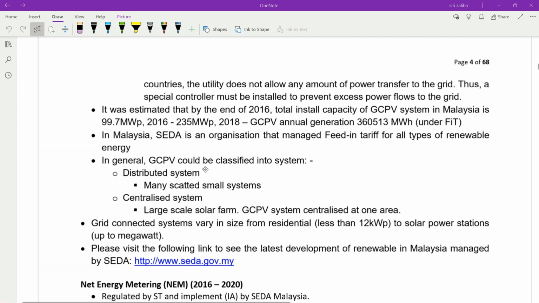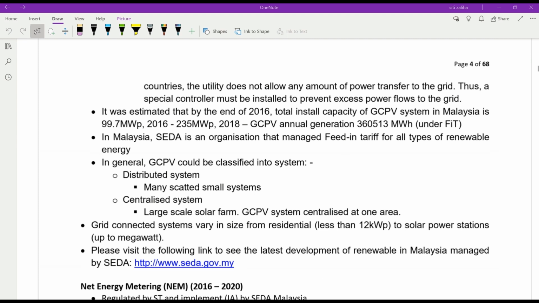In general, GCPV could be classified into a distributed system, which is many scattered small systems, for example from the residential area, and a centralized system, which is a large-scale solar farm, LSS. So the GCPV system is centralized at one area. Grid-connected systems vary in size, from residential, which is less than or equal to 12 kilowatt peak, to solar power stations up to megawatt. Please visit the following link to see the latest development of renewable energy in Malaysia, managed by SEDA.